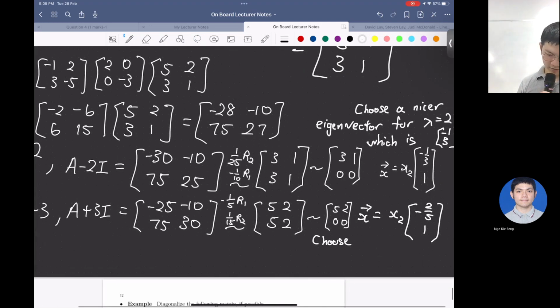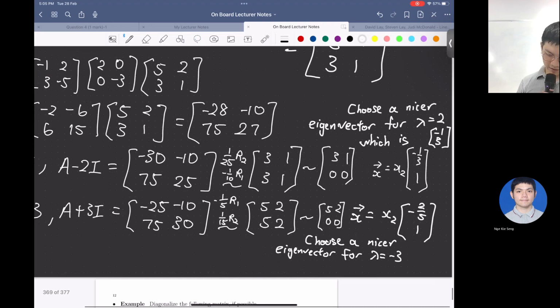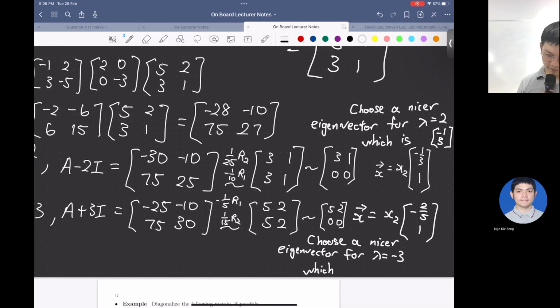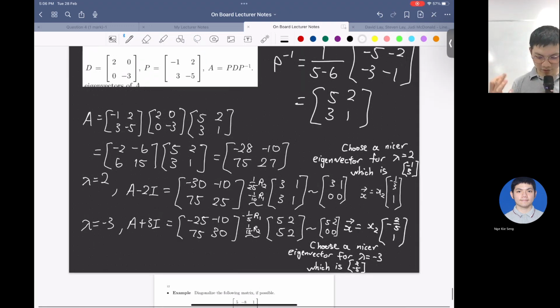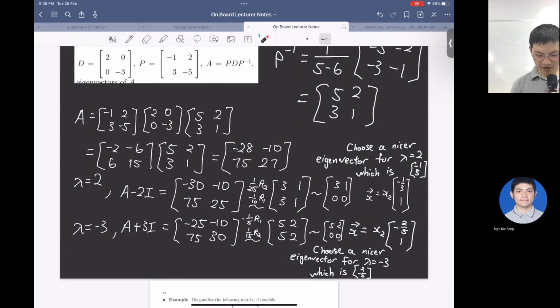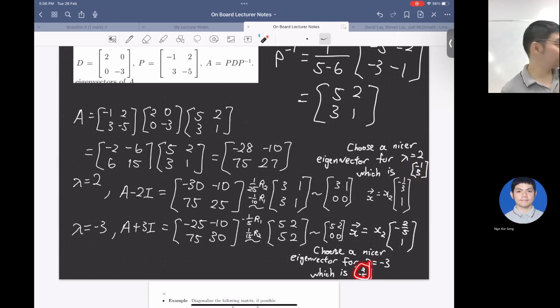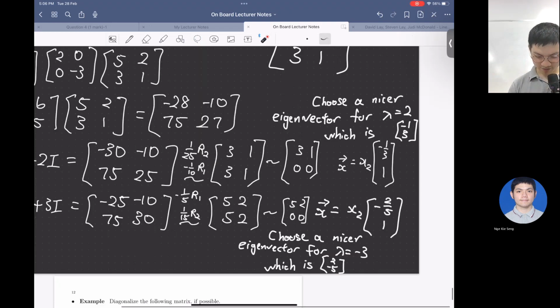Similarly, we can choose a nicer eigenvector for lambda equals minus 3. Which one can we pick? Maybe this time I multiply by minus 5, which gives 2, minus 5. Do you agree that I can multiply by any scalar? Right? And then what do I get? I get 2, minus 5.